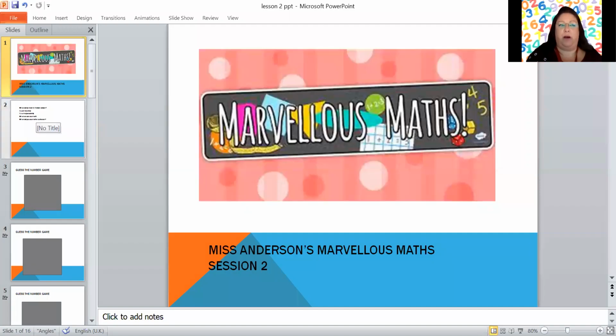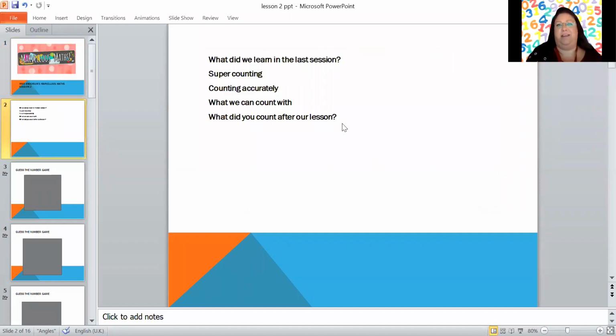Now, before we start with what we're going to do today, I want you to close your eyes and have a little remember about what we did in our last session. So, who can remember what we did yesterday? That's right, super counting. And can you remember what super counting is? Fabulous. It's just remembering to count every item just one time, and it's about counting accurately. That way you don't get mixed up and count too many or count too few. Now, what can we count with? Yes, that's right, anything. You can count anything around you.